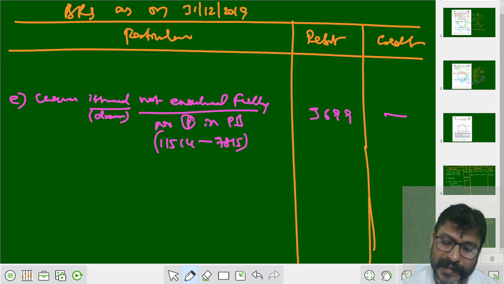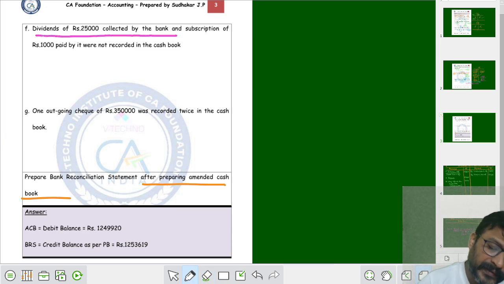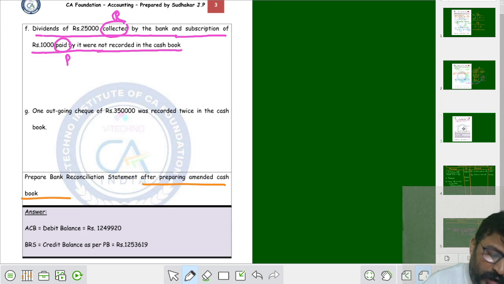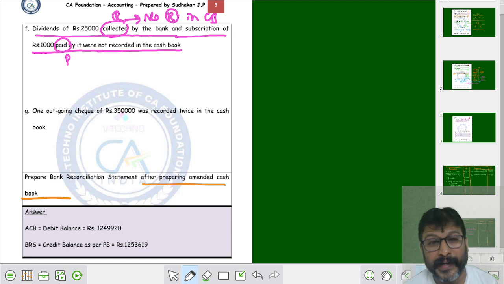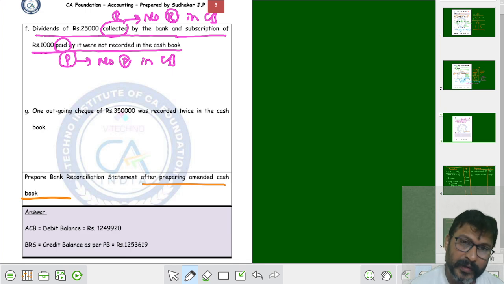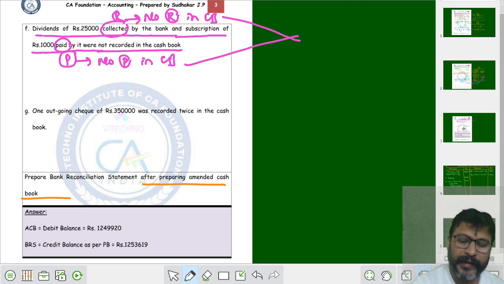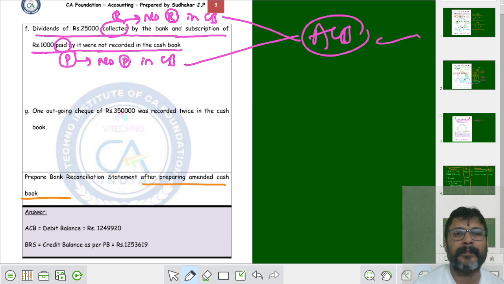See what happened to the next transaction. Dividend 25,000 collected by the bank. Collected by the bank means a receipt. Subscriptions of 1,000 paid, paid means payment, were not recorded in cash book. So receipt, no receipt in cash book because not recorded in cash book. Payment, no payment in cash book, means not recorded in cash book. Then where we have to take out? Since it is not recorded in cash book, the payment is also not recorded in cash book, it comes in ACB.